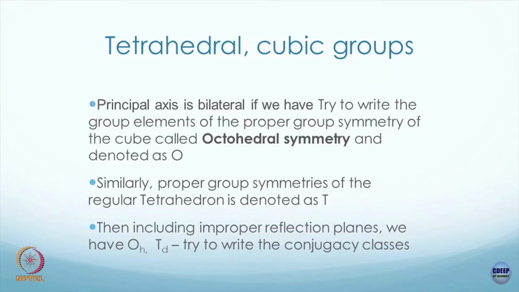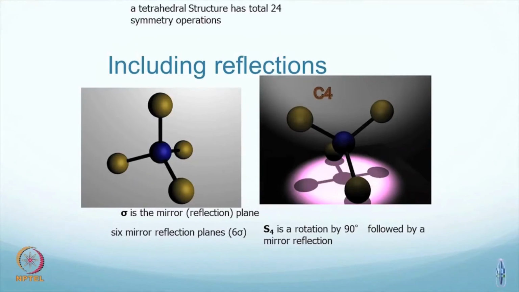So, a regular tetrahedron, the methane molecule, has a similar symmetry, and you denote it in the point group literature by a capital T. Capital T is the tetrahedral symmetry. And then you can add improper reflection planes, and you have O subscript h, T subscript d. D is because you can generate diagonal mirrors, so you can write the conjugacy classes and so on. You can start generating the conjugacy classes for the tetrahedral symmetry, and Td is when you have the mirror planes and you will have rotoreflection.